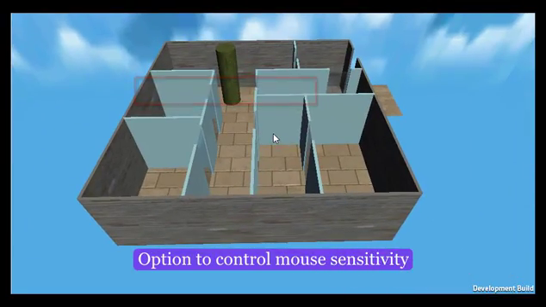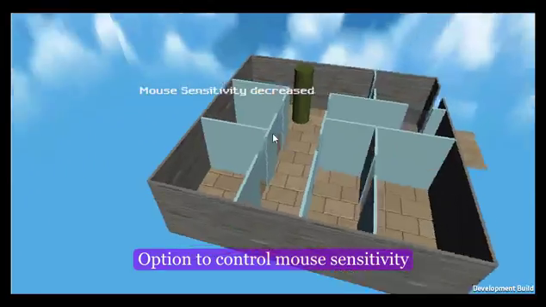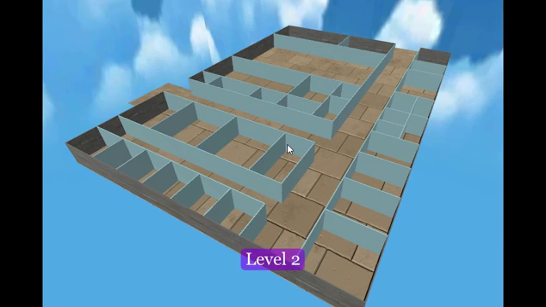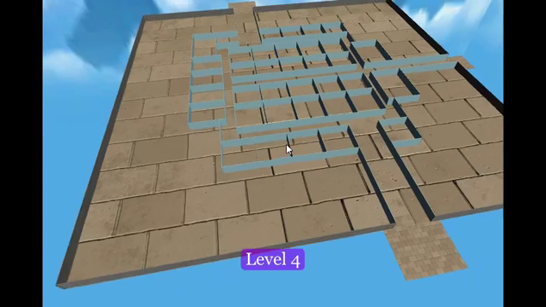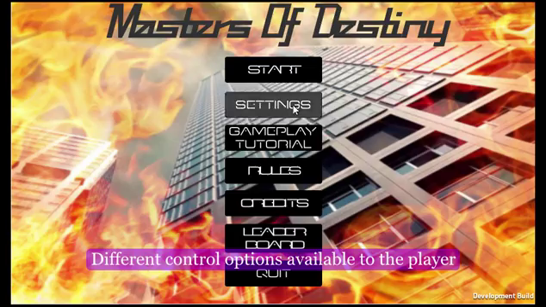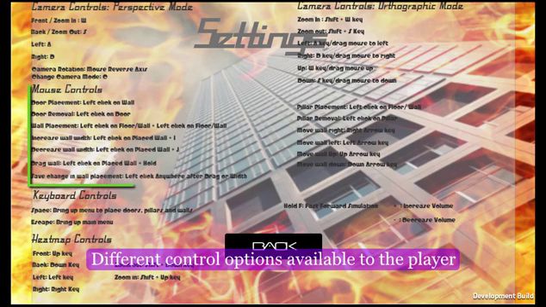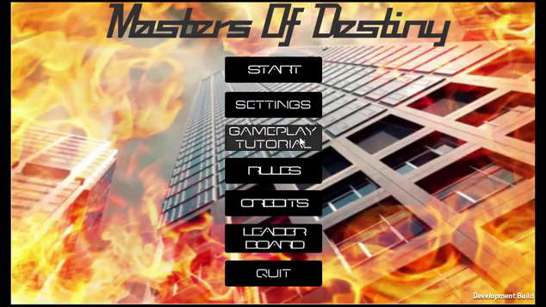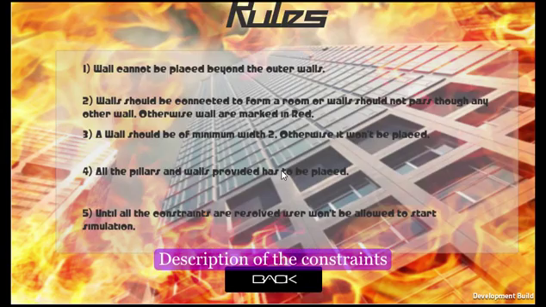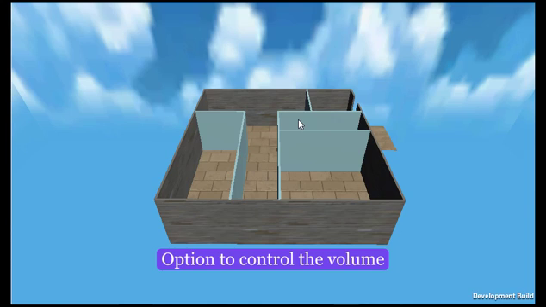So this is how it's decreased, and these are the different levels. So this is how it increases in size and difficulty. We have 5 levels, and we have given different kinds of controls, all the controls mentioned. We also have given the tutorials and other stuff, and we also have the option to reduce the volume control, like there's background music when the game runs.